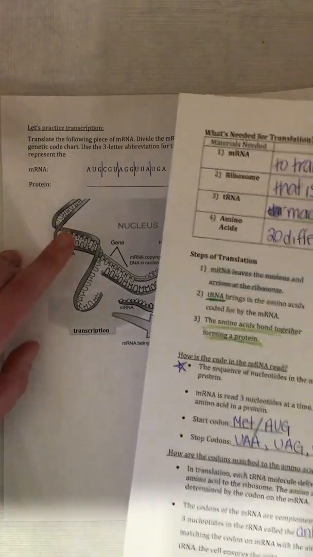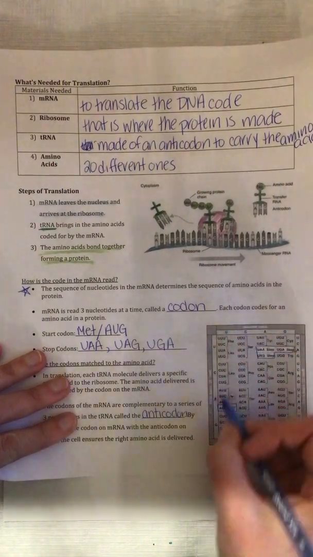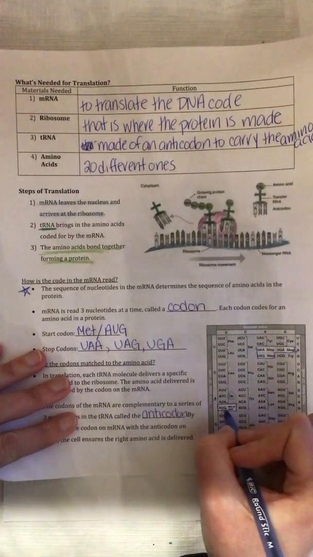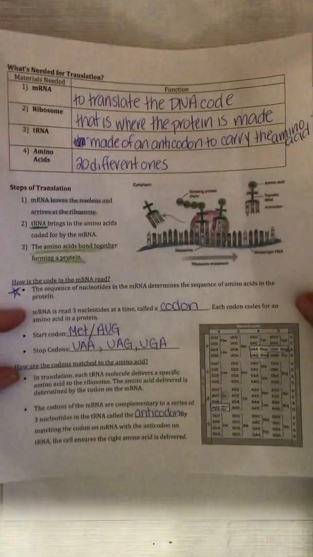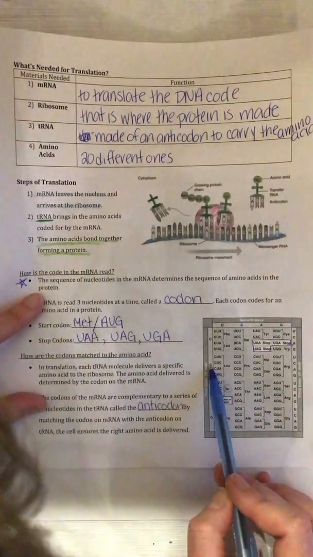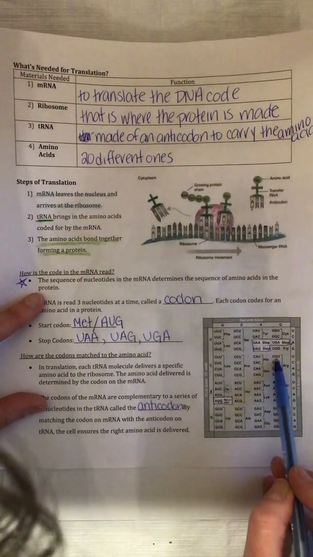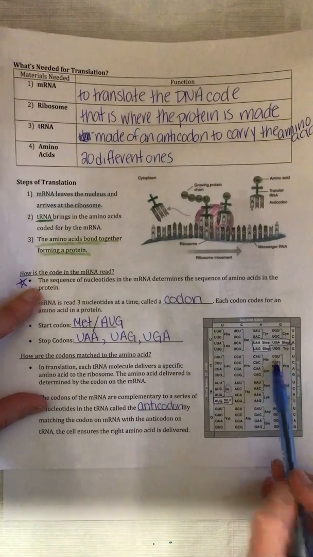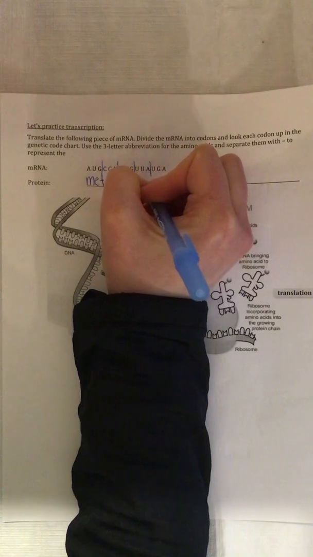So if I look here, AUG. My first letter is A. My second letter is U. My third letter is G. There's Met. CGU. My first letter is C. My second letter is G. My third letter is U. Arg.